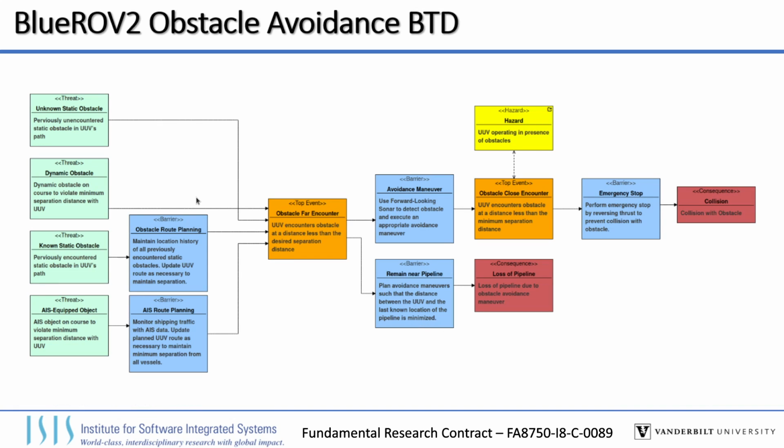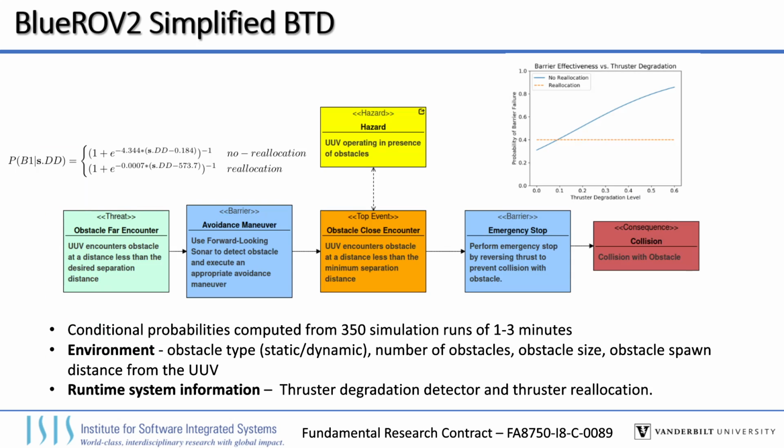This shows a relatively full-sized bow tie diagram for this system that we've constructed. This shows how there's different classes of threats, everything from static obstacles, dynamic obstacles, as well as AIS objects, which are dynamic and they're telling us where they're going. And we have a number of different barriers in this. However, we're going to look at a slightly simplified version where we start with a simplified threat. The threat in this case is just the obstacle encounter. So we encounter some sort of obstacle at a distance less than the desired separation distance, which in this case, I believe, was 30 meters.